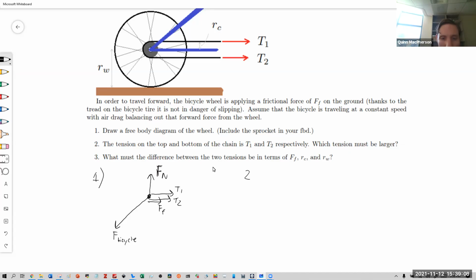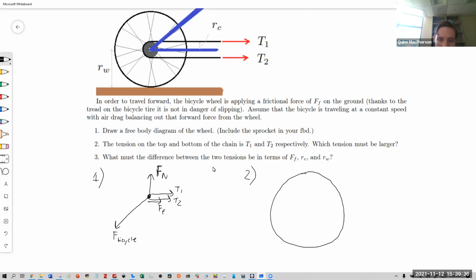Question number 2 is whether tension 1 or tension 2 is bigger. Okay, you can't answer this based on the free body diagram because tension 1, tension 2, and friction are all pushing forward. We don't know how big any of them are. We also have force of bicycle pushing backward. So we have a whole bunch of forces in the horizontal direction, and we can't solve for any of them just using the free body diagram. However, we can do sum of torques.